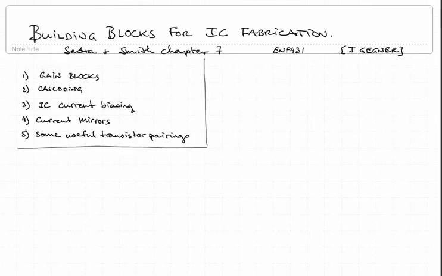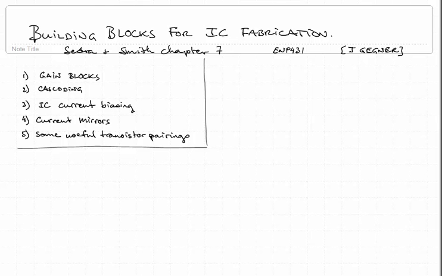This is the first lesson in a series of lessons covering the basic building blocks for IC fabrication, particularly analog IC fabrication. This material comes from Sedra and Smith's Chapter 7 of their textbook, Microelectronic Circuits. We'll be talking about these 5 items: gain blocks, cascoding, amplifier stages, IC current biasing, current mirrors, and some useful transistor pairings. Following all this material, we will then be introduced to, or it'll lead up to, Chapter 8, in which we will study the differential pair, which is another useful pairing.